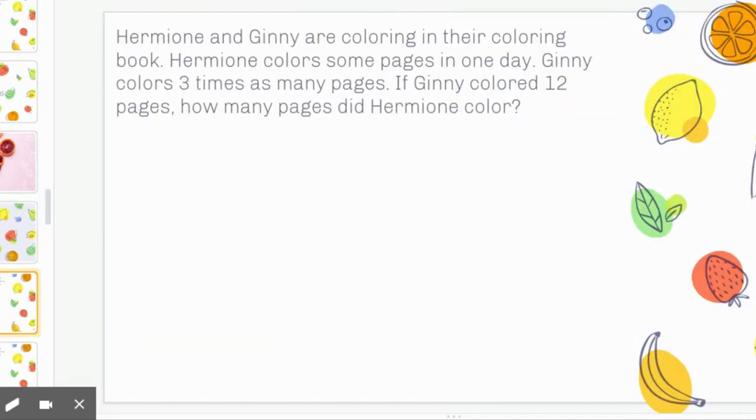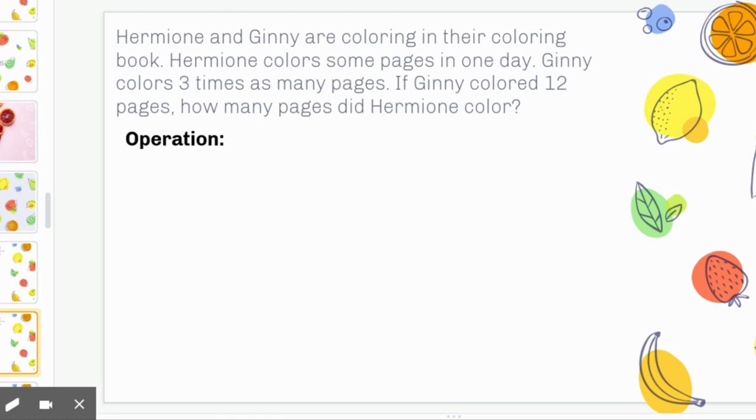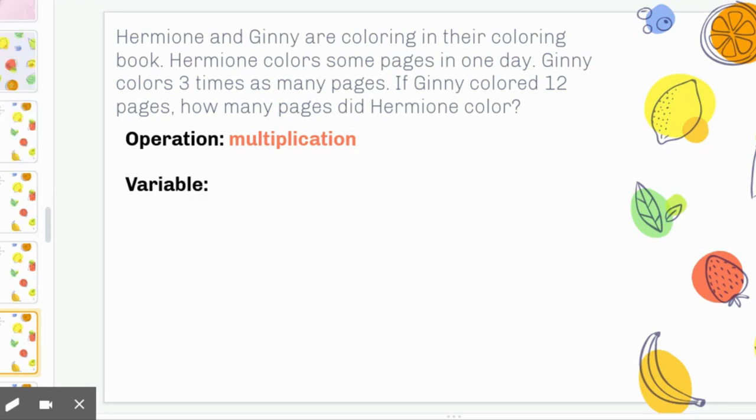Hermione and Ginny are coloring in their coloring book. Hermione colors some pages in one day. Ginny colors 3 times as many pages. If Ginny colored 12 pages, how many pages did Hermione color? So you see the 3 times as many, and automatically you probably know that we're going to do multiplication. Now, it's important to pay attention, though, to which numbers we're going to multiply and which number is going to be our answer, because we might automatically want to do 3 times 12, and in this case, that won't be correct. So let's find out why.